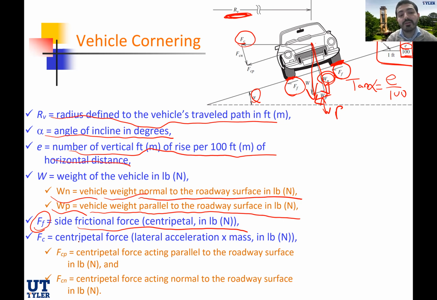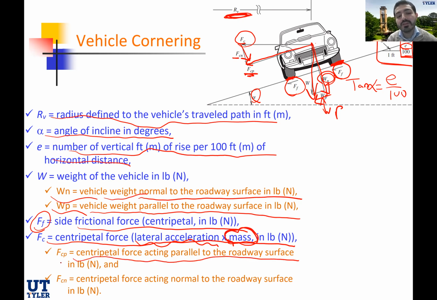The centripetal force is the lateral acceleration times the mass of the vehicle. When you multiply the lateral acceleration times the mass, you get the centripetal force, and that centripetal force also has two components, FCN and FCP. FCP is the centripetal force acting parallel to the roadway surface, and FCN is the centripetal force acting normal to the roadway surface.